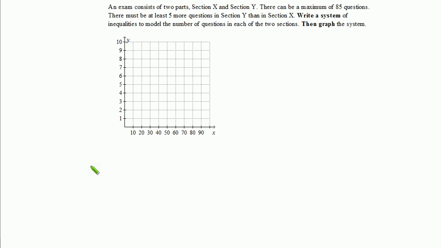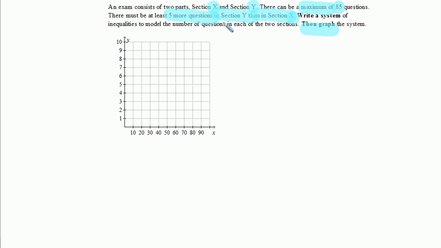Alright, question 7 gives us an exam that consists of 2 parts. We have an X section and a Y section. There can be a maximum of 85 questions, maximum. There must be at least 5 more questions in the Y section than the X section. We're asked to write a system of inequalities to model the number of questions in the 2 sections, and then just graph it. Notice it doesn't ask us to solve anything. It just wants to see if we can write the system and graph it.